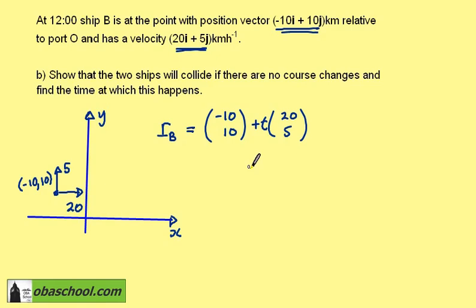If you think about this, if t is equal to 1, the particle would be at (-10, 10), and would have gone 20 to the right and 5 upwards. At t equals 2, it would have started at (-10, 10), and then gone 40 to the right and 10 upwards. So this should make sense.